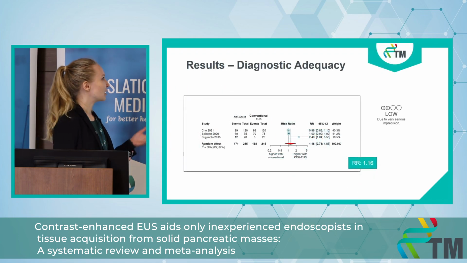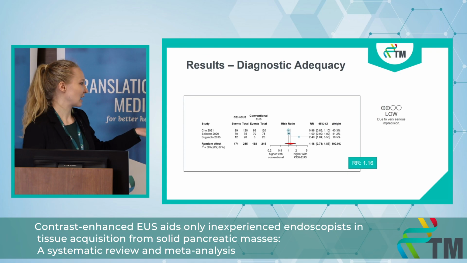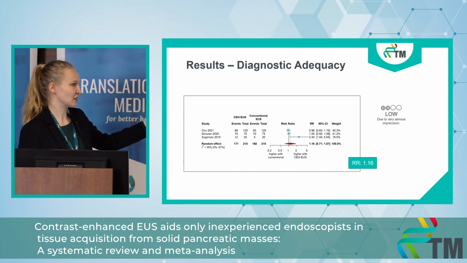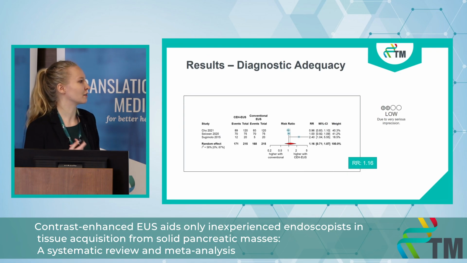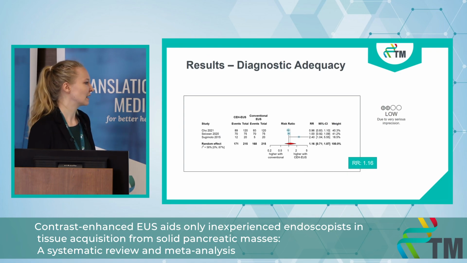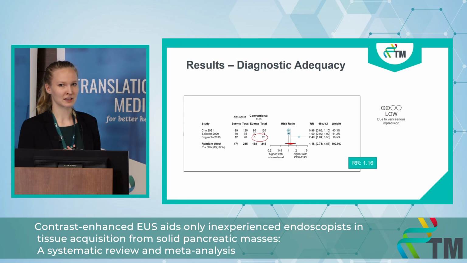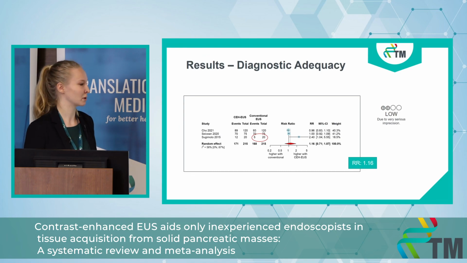And without further ado, our results show that the diagnostic adequacy does not differ. However, our level of evidence was very low due to the very serious imprecision. This stemmed from the Sugimoto paper, which you can see is actually significantly in favor of contrast-enhanced endoscopic ultrasound. However, if you look at the conventional endoscopic ultrasound, you find that the event rate for successful sampling in the conventional side was incredibly low at only 25%.